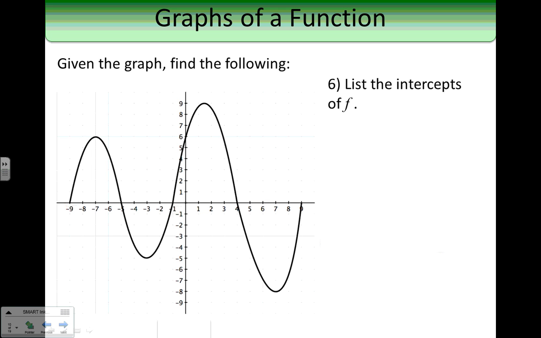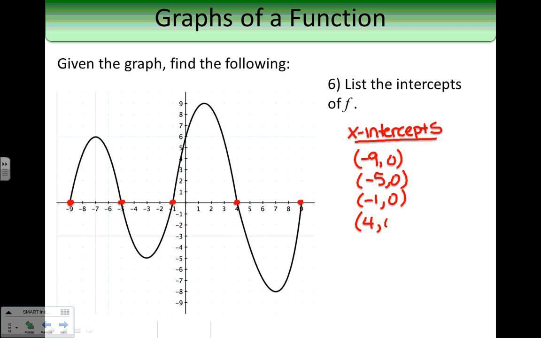Okay, list the intercepts of f. So that means both the x-intercepts and the y-intercept. Okay. So x-intercepts is anywhere that it can cross the x-axis. So I have it hitting the x-axis in 1, 2, 3, 4, 5 places. So -9, 0, -5, 0, -1, 0, 4, 0, and 9, 0.